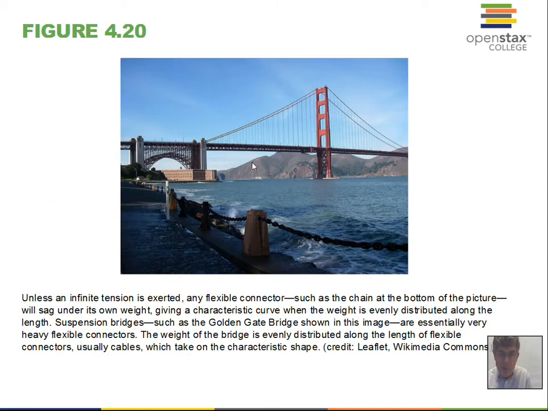Other places where you would see tension and a change in the shape of the object: chains, suspension bridges. You don't have a straight line here, you have a little arc, a little curve to it. This happens naturally as things are in a horizontal position.